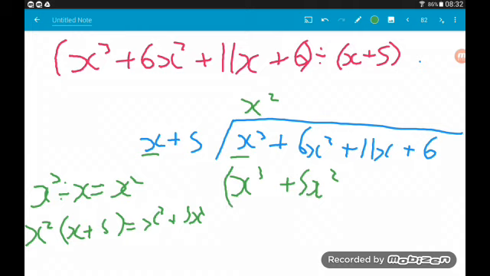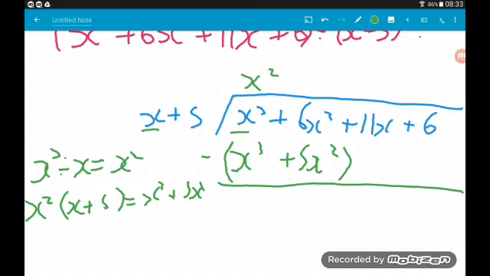Now we subtract the green from the blue. So x cubed minus x cubed cancels out. 6x squared minus 5x squared is going to leave us with 1x squared. And then 11x and 6 carry down. Good times. First division done.